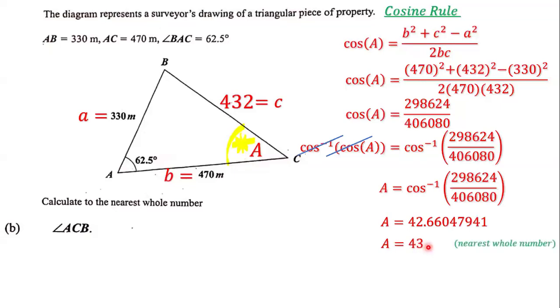And so that means that the missing angle, or the angle that we're trying to find, which is angle ACB, is equal to 43 degrees, and that's correct to the nearest whole number.